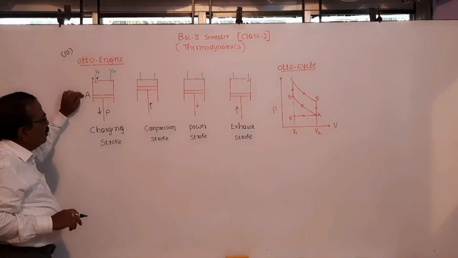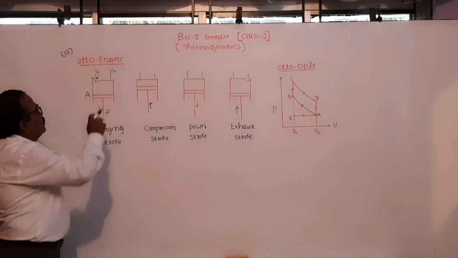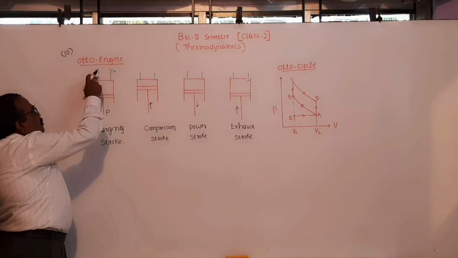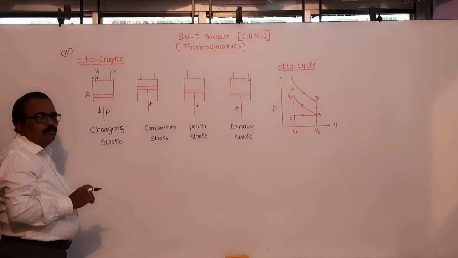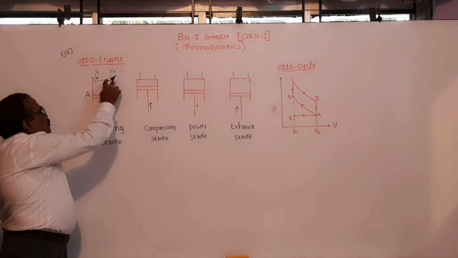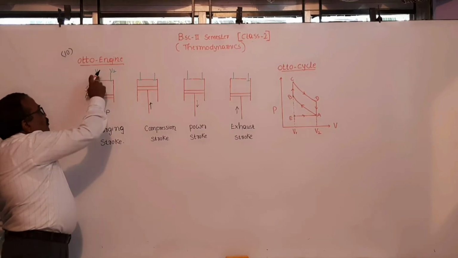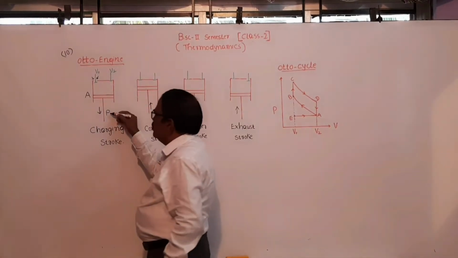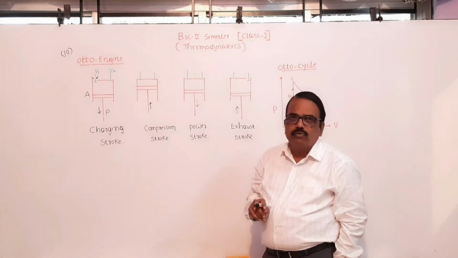consists of a cylinder A provided with a frictionless piston P, and also it has got two valves V1 and V2. V1 is known as the inlet valve, V2 is the outlet valve. This piston is a frictionless piston, so totally it is a non-conducting valve. Then opening and closing of these two valves V1 and V2 are controlled by the movement of this piston P. Now the Otto engine works totally under 4 strokes.